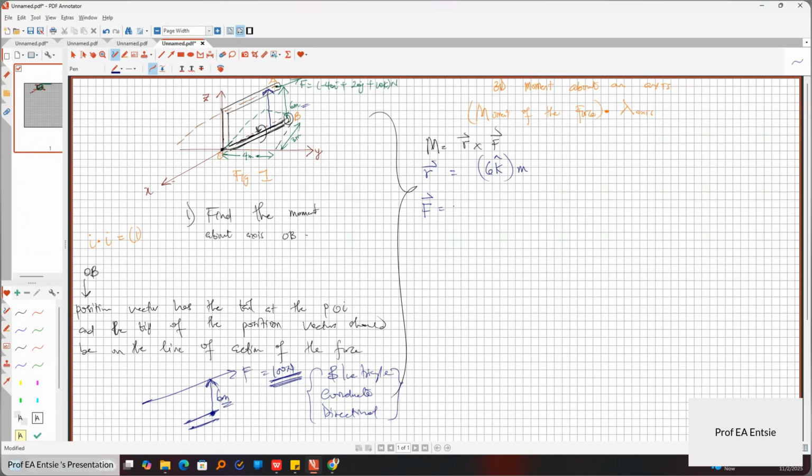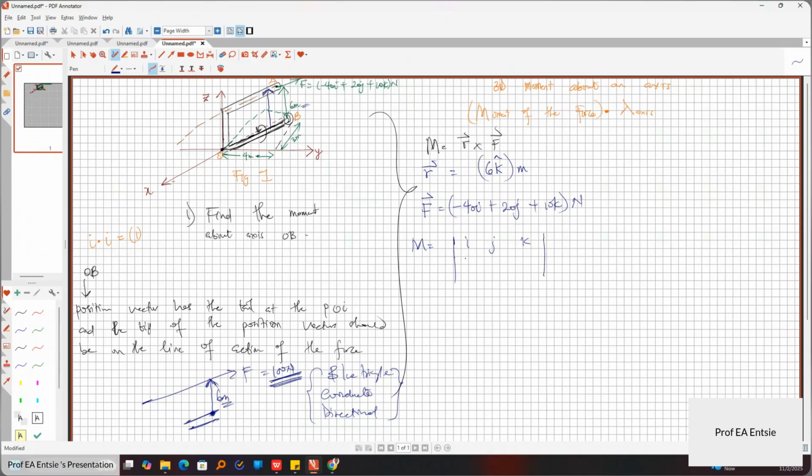So what is the force? The force is negative 40i, it's up there, plus 20k, plus 10k, all in newtons. So this is the force. So now you can find the moment, which is given by the determinant of i, j, k.